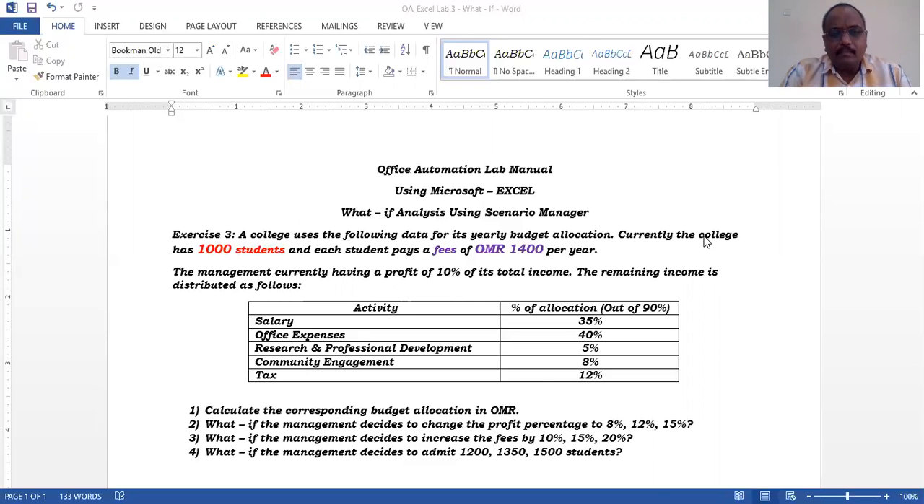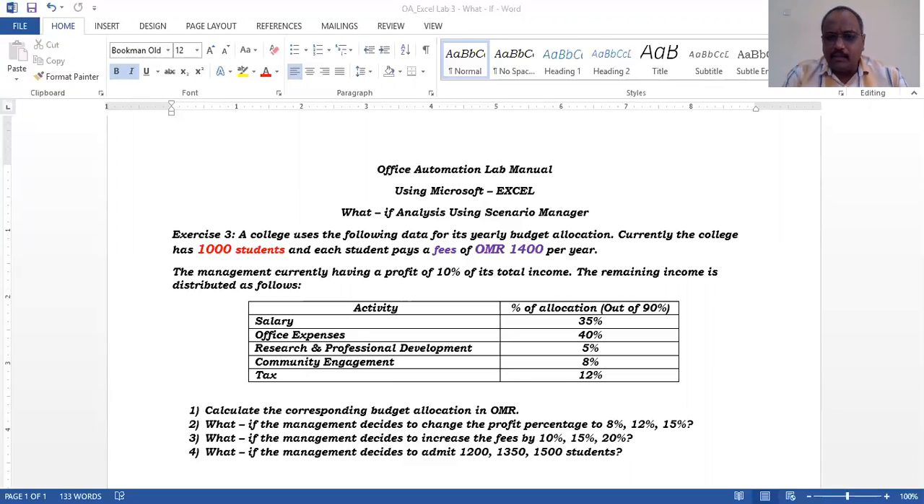There is an example. A college uses the following data for its yearly budget allocation. Currently, the college has 1000 students and each student pays a fee of Omani Riyal 1400 per year. The management currently has a profit of 10% of its income. The remaining income is distributed as follows. Because 10% is for profit, the remaining 90% they are going to distribute in the following activities.